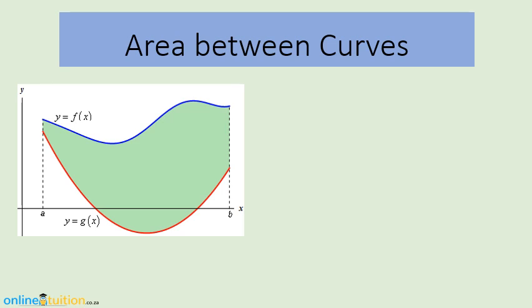Okay, so they can also ask you to work out the area between curves. Between curves. So if you look here, I've got two curves, y equal to f of x, which is the blue curve, and I've got y equal to g of x, which is the red curve. And I want to find the area of that green region. So the bounds are from A to B.